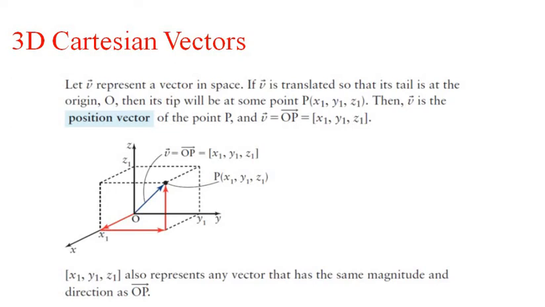Now let's take a look at vectors. Let vector V represent a vector in space. If V is translated so that its tail is at the origin O, then its tip will be at some point P (x1, y1, z1). Then V is the position vector. So we have OP equal to (x1, y1, z1): x1 toward the positive x-axis, and the same thing with y1 for the y-axis and z1 for the z-axis.